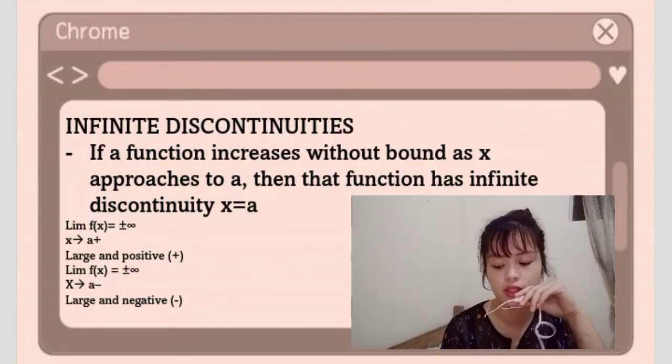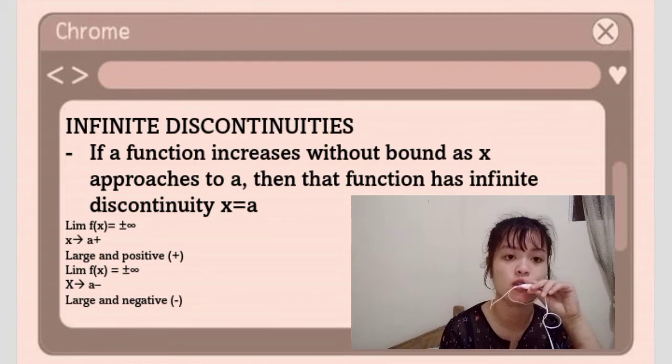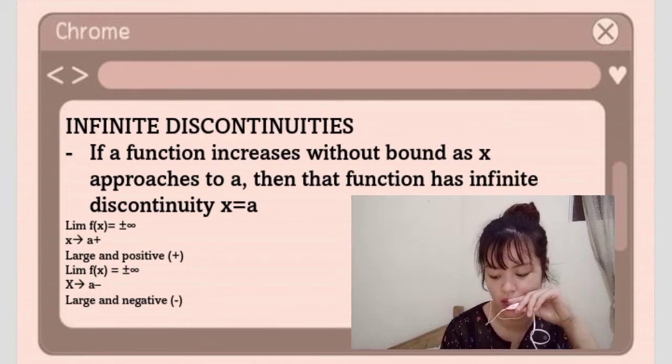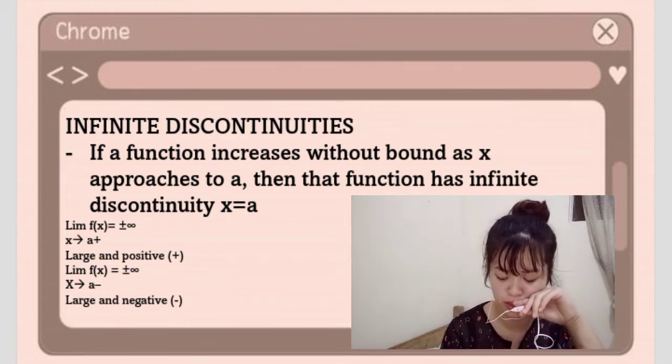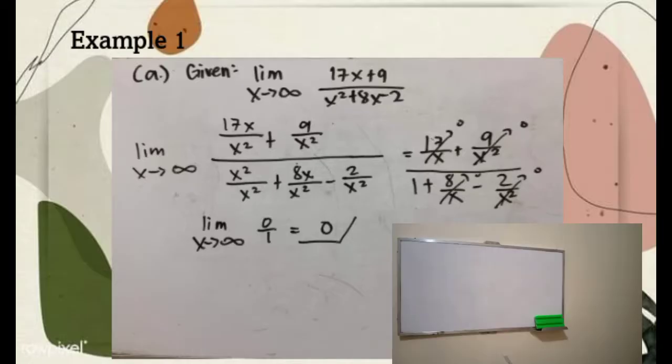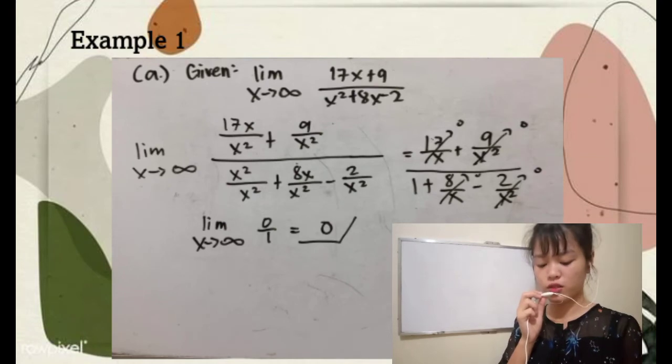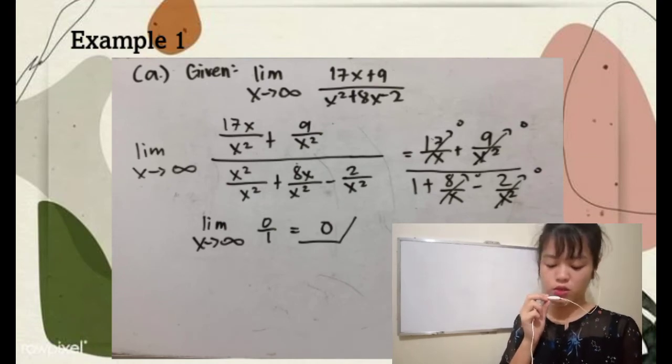So, next is infinite discontinuities. If a function increases without bound as x approaches a, then that function has an infinite discontinuity at x equals a. So, makikita nyo sa baba dyan yung formula na ginagamit niya. So, yun guys. Lipat naman tayo sa infinite discontinuities.